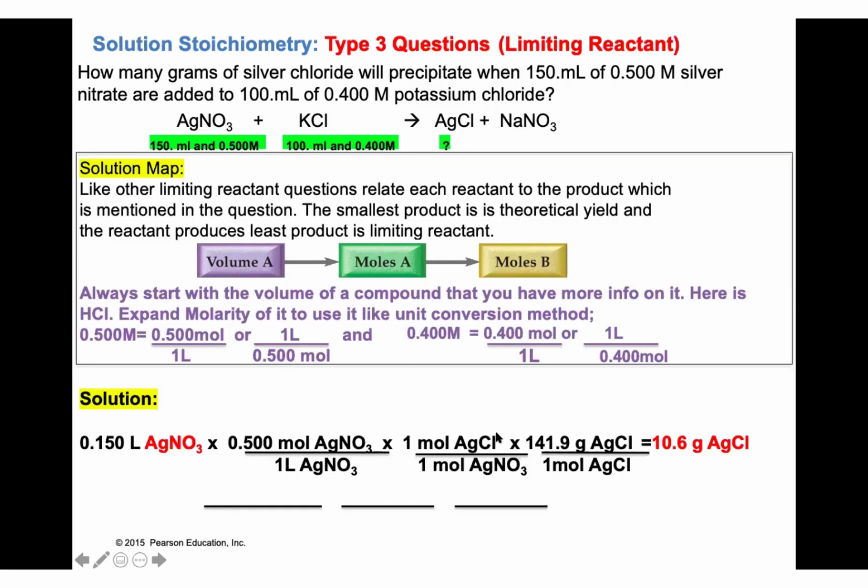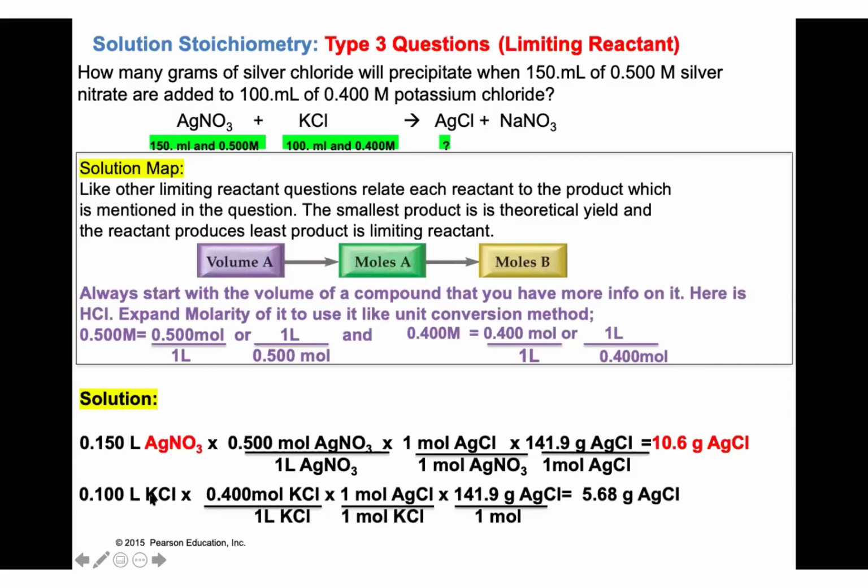Then I find the mole again. I'm gonna use the chemical equation. I'm lucky, it is 1 to 1. Make sure, guys, check it with the balanced chemical equation. It is a 1 to 1 ratio. Then I will convert to the gram because it's asking how many gram of silver chloride. Then I find the 10.6 gram of AgCl. Am I done? No. I should go with the other reactant.